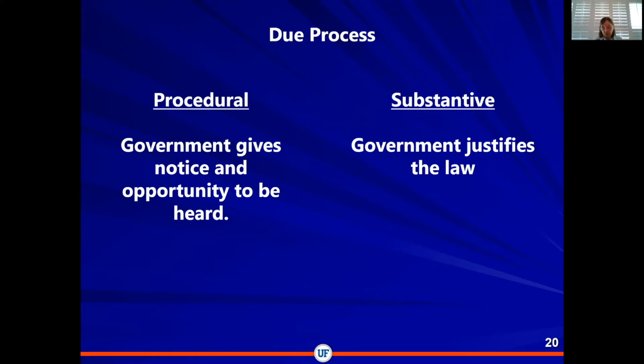But substantive due process is, whoa, wait, why are you taking my kids away from me? How do you justify taking my kids away from me? You can give me all the procedural due process and not violate my procedural due process, but it has nothing to do with how the state has to justify why it's doing to us what it's doing. So substantive due process is a lot more controversial than procedural due process, and they're very different. We're focusing then on substantive due process.